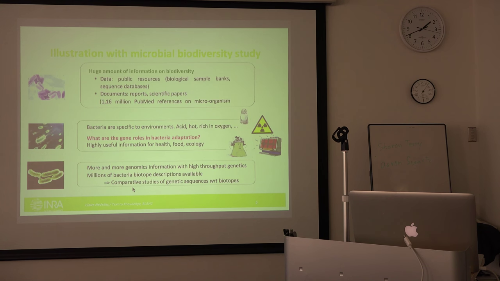There are also a lot of publications that report about microbial biodiversity. We count more than 1 million published references on that. What is interesting with microbial biodiversity is that we can try to relate the sequence of the bacteria with the properties of the environment. What does it mean? Bacteria are specific to a given environment, to the properties of the environment. If the environment is hot, acid, rich in oxygen, etc.